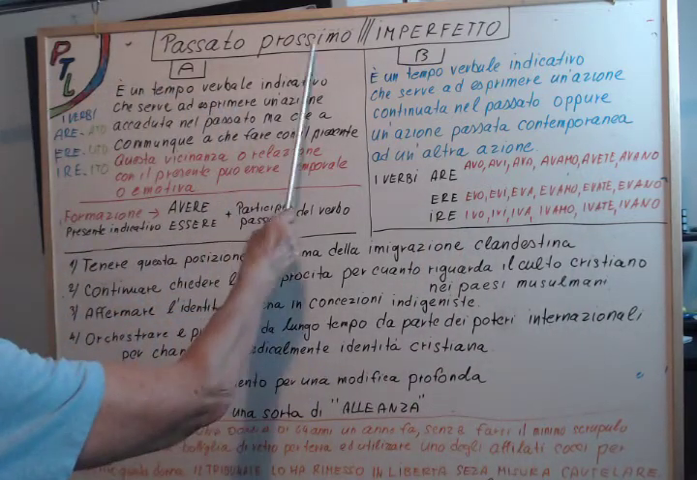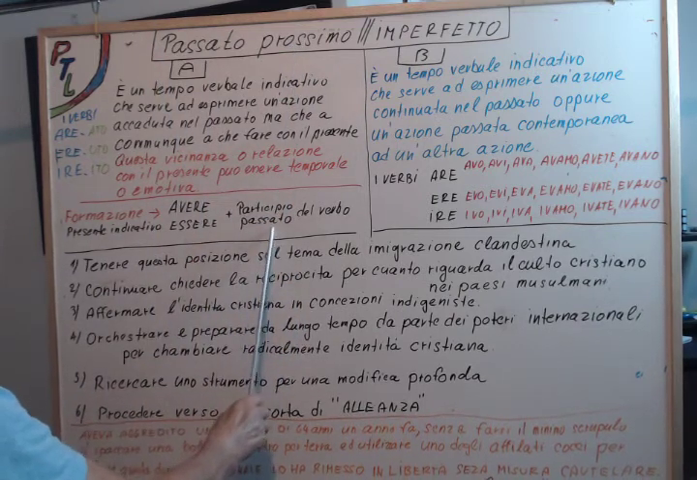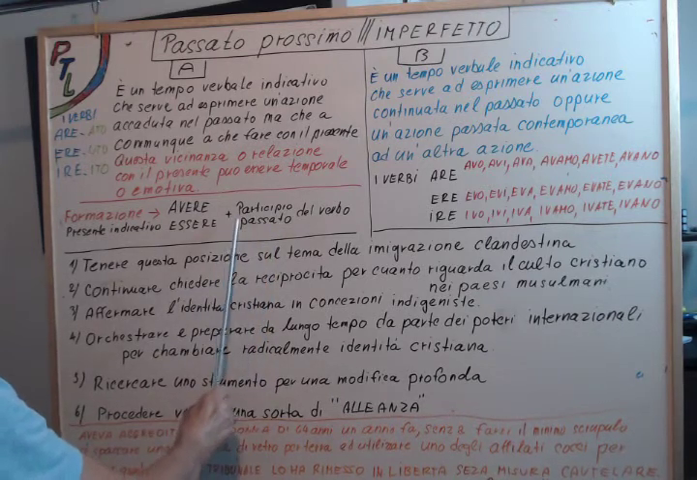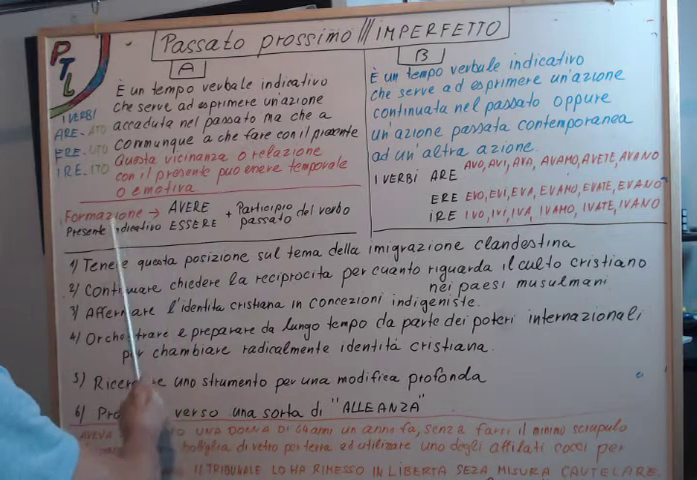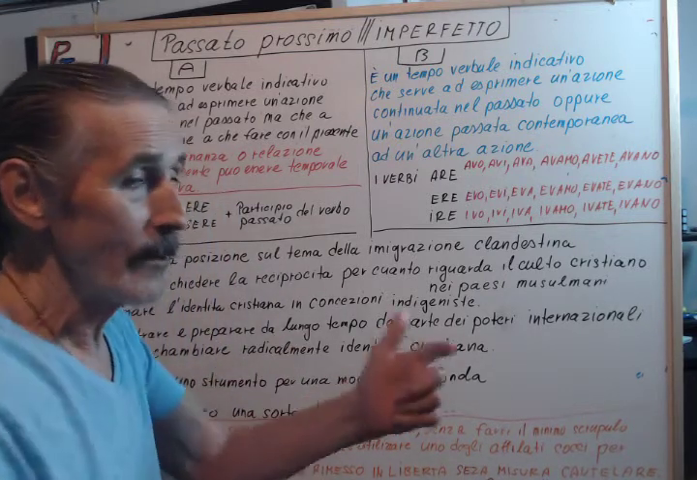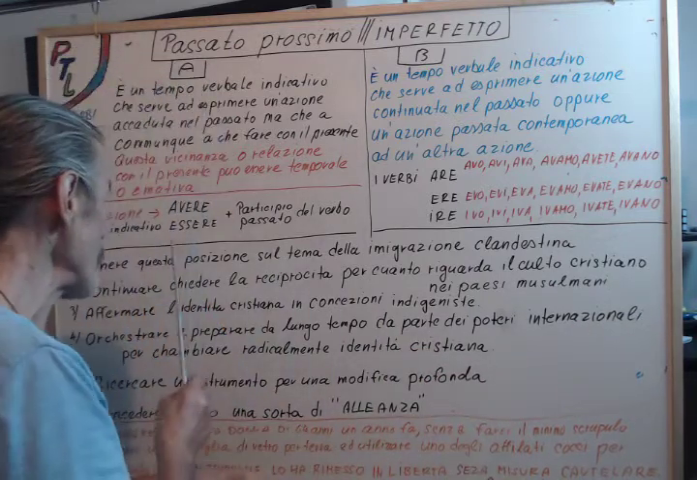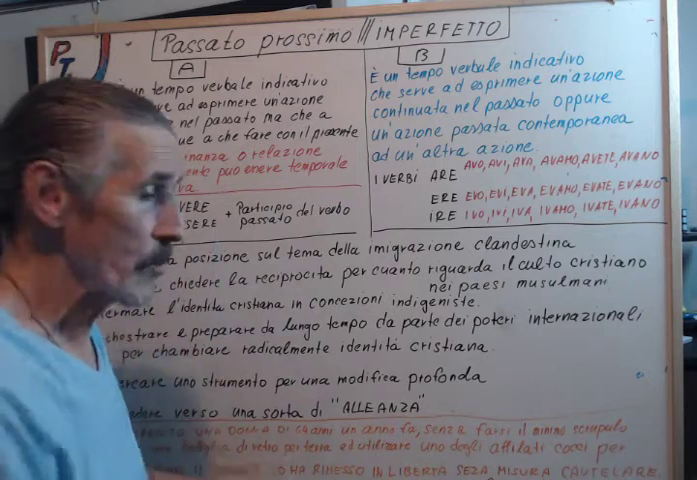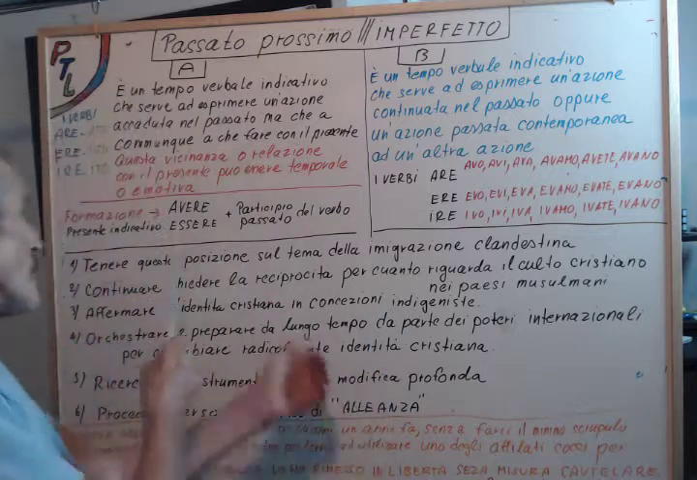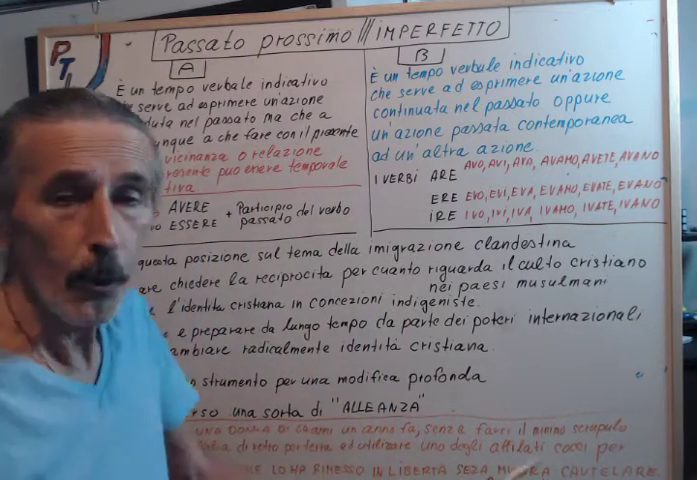Or for passato prossimo, for the present perfect, we have to create the participio passato, which is the past participle, and we have to put it after the present tense of the indicative avere or essere, such as io ho, tu hai, lui lei ha, noi abbiamo, voi avete, loro hanno. Or essere, which is mainly used, like in the French language, for movement or the change of state. So essere, io sono, tu sei, lui lei è, noi siamo, voi siete, loro sono.